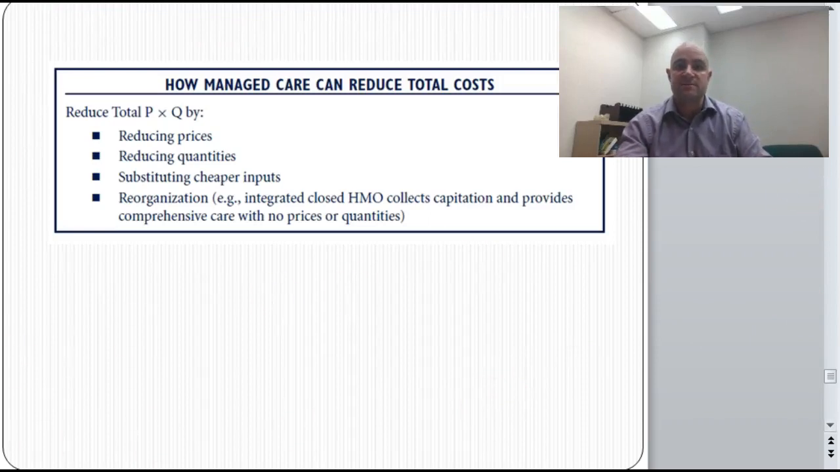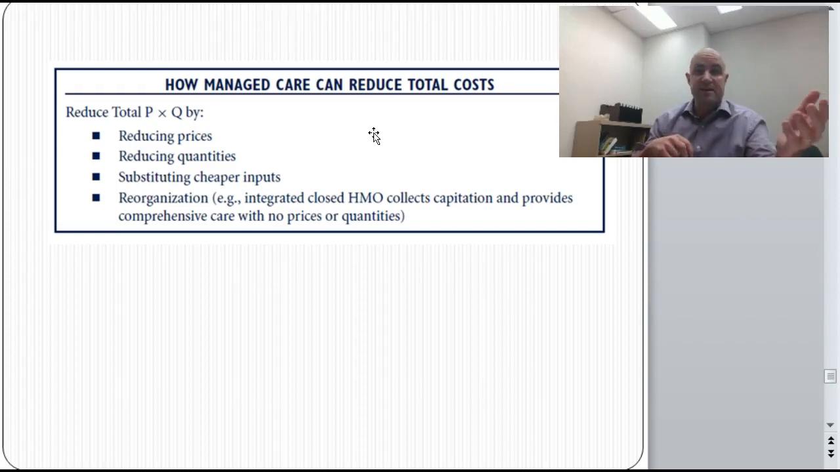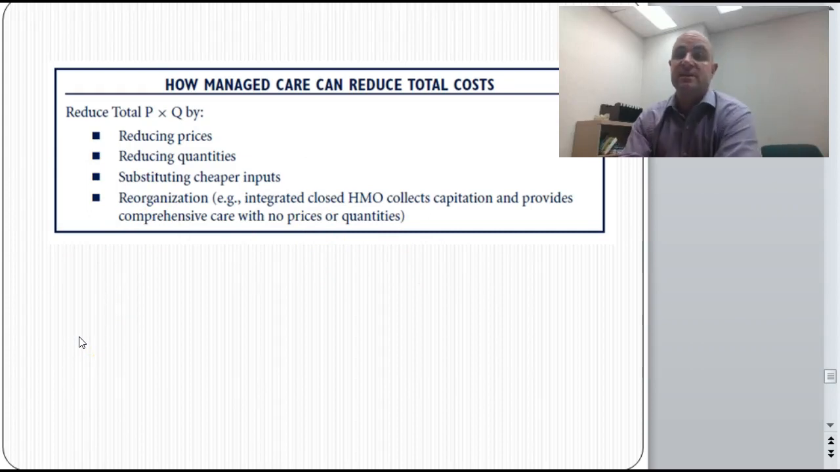And so this just sums it up. They reduce costs by reducing prices or quantities. They can also work on substituting cheaper inputs. For example, we'll talk about this more with pharmaceuticals, but if you need a medication, a lot of times you can get either the brand name or the generic. The generic isn't quite as effective, but it's cheaper, so a lot of times they can require that. And then reorganization is the other way. But in any event, managed care plans overall want to reduce those prices and bring the premiums down.